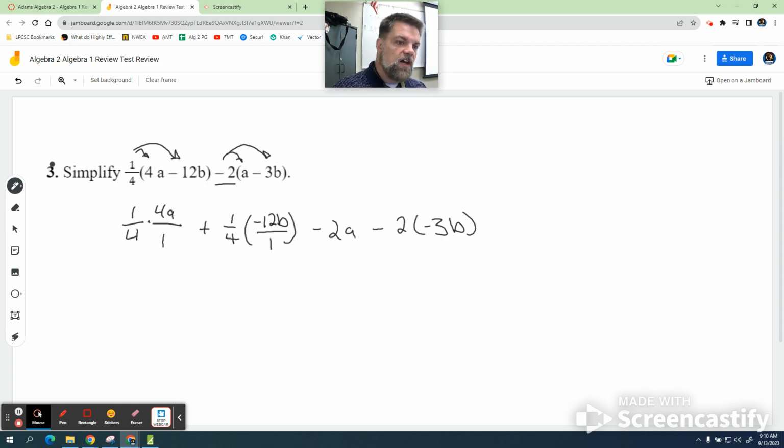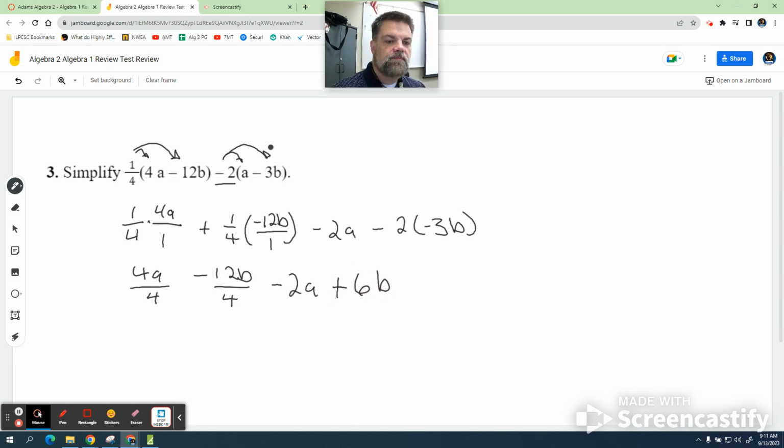So if I multiply this out, I get 4a over 4. Negative 1, or I'm sorry, 1 times negative 12b is just negative 12b, all over 4 times 1 is 4. Over here, this one's pretty much done, negative 2 times a. And then this one, negative 2 times negative 3 is a positive 6, and then we tack on the b.